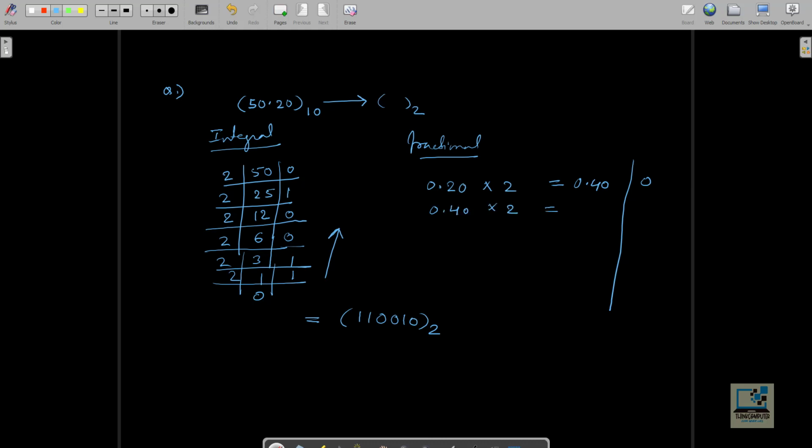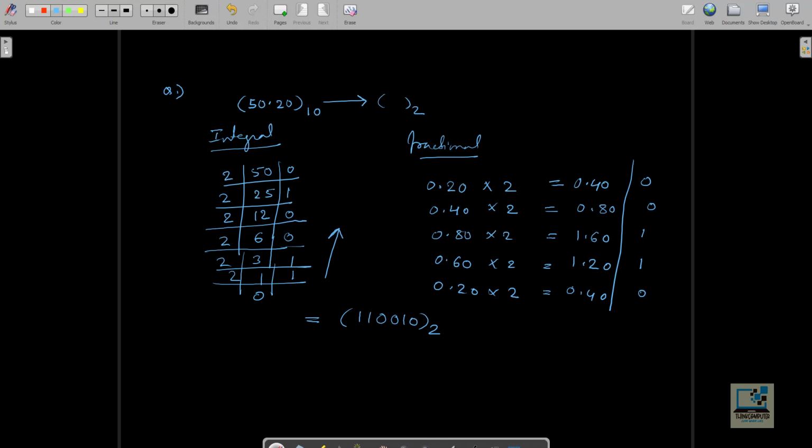0.40 into 2, 0.80. Again 0 will come out. Again write 0.80 into 2, that is 1.60. Now in this 1.60, take out the 1. What is left? 0.60. Okay, into 2, 1.20. In this 1.20, take out the 1. What is left? 0.20. So 0.20 into 2, 0.40, and it comes out 0.